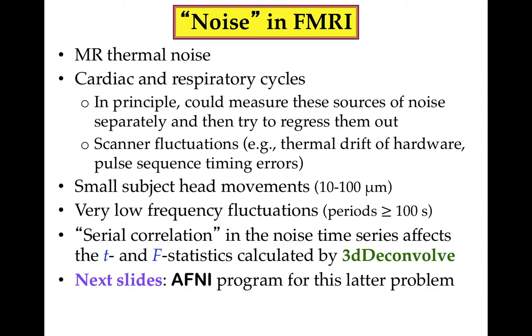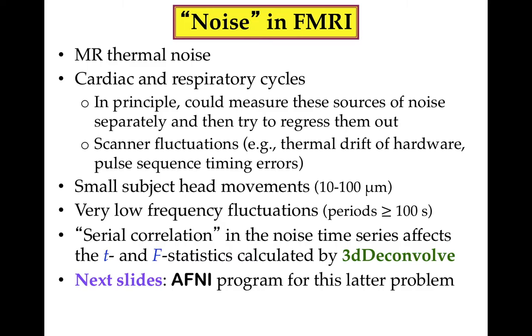Then there are also scanner fluctuations. The hardware has thermal drift as the scan proceeds. Pulse sequence timing errors: the scanner is supposed to do the same thing for every image it acquires, but of course it's just a machine, it's not perfect. Now in the last 10 years or so, I'd say that the machines have gotten a lot better, and so scanner fluctuations are generally less of a problem than they were 20 years ago.